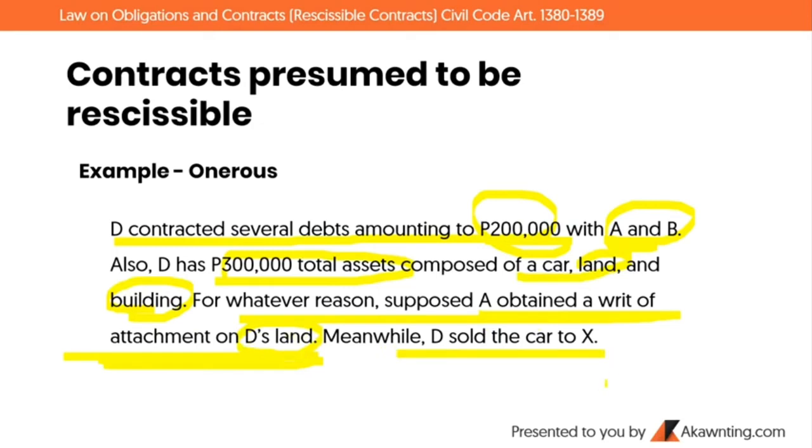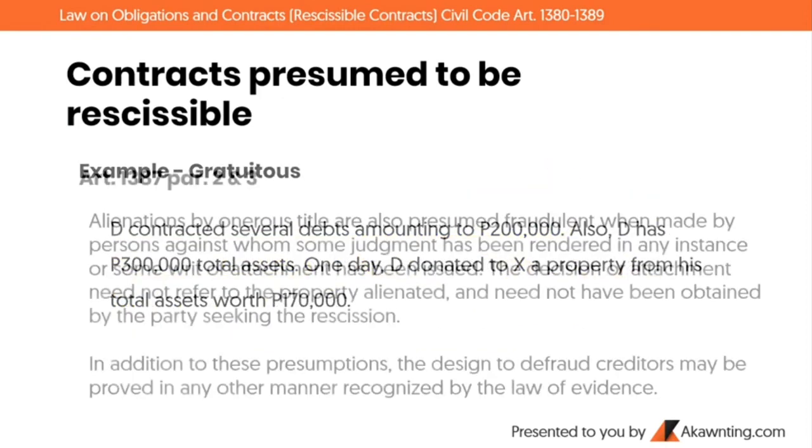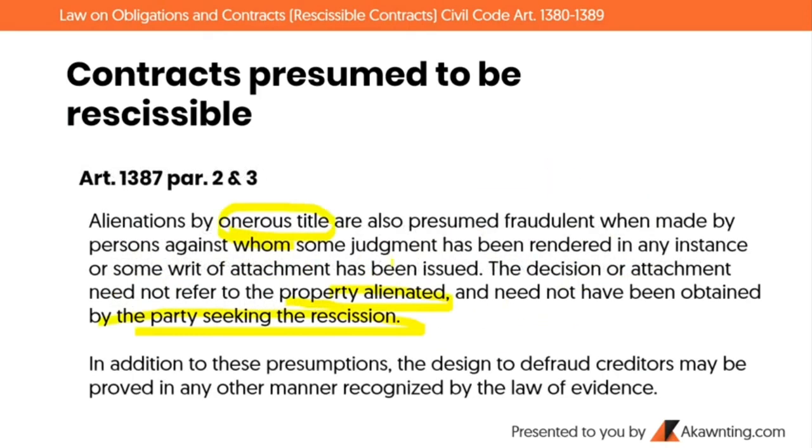Okay, so in this case, the sale of D of the car to X is considered fraudulent. Kung mapapansin nyo, it doesn't need that yung mismong car yung na-issuehan ng writ of attachment. Kung mapapansin nyo, ang na-issue ng writ of attachment ay land. So, it doesn't matter, okay? So, yung nabanggit dito doon kanina, di ba? Yung doesn't need, okay? The decision or attachment need not refer to the property alienated, okay?